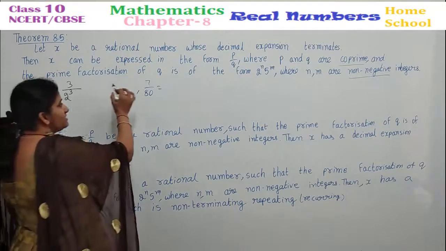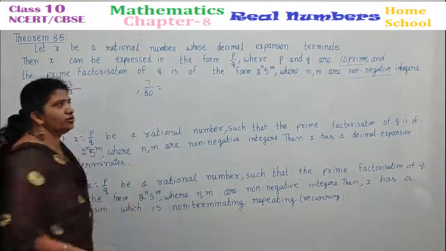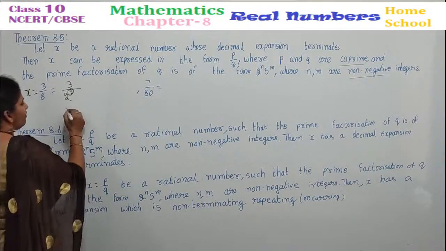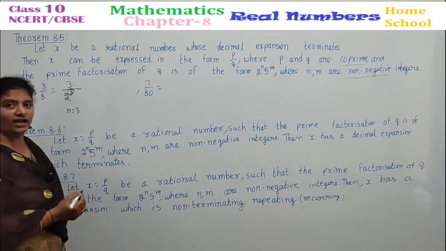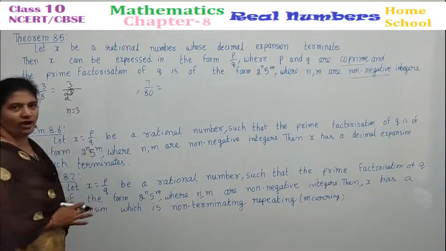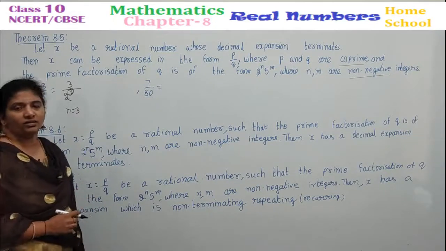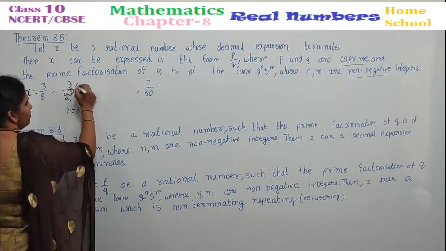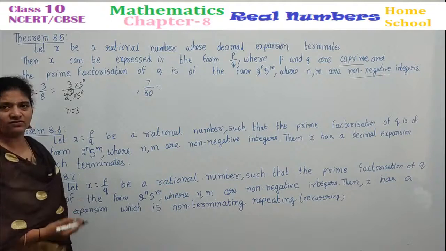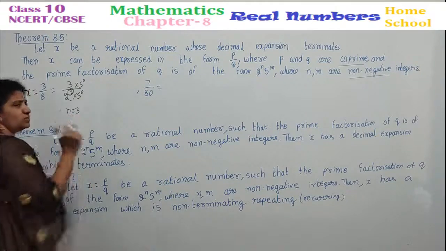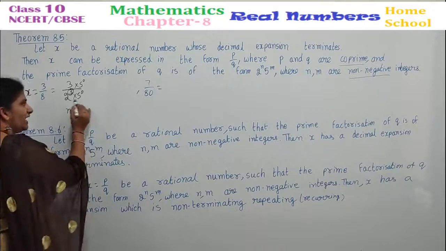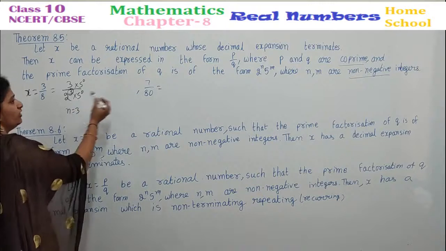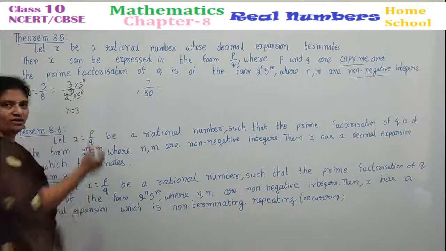Okay. Understand the statement carefully. q is of the form 2 power n, 5 power m. 2 power n is in the form of n. n is a non-negative integer, n is equal to 3 you have. But there is no 5 power m. When there is no 5 power m, I can assume it as 5 power 0. If you want, you can write there in the numerator also 5 power 0. 5 power 0 means what? 1. So, the denominator is a multiple of 2 and 5, that means it is in the form of 2 power n and 5 power m.